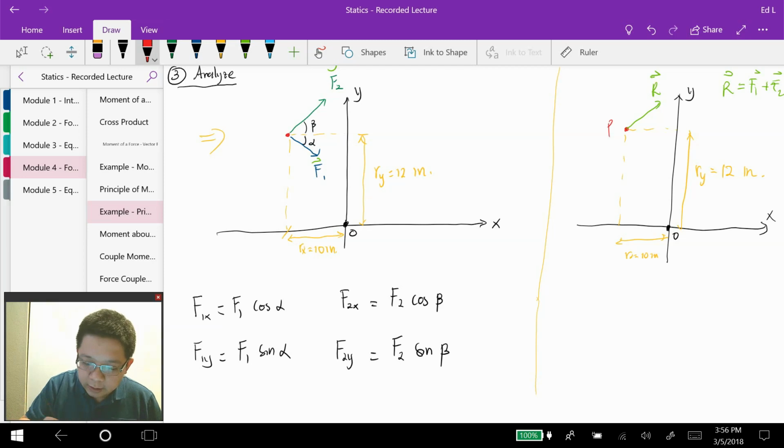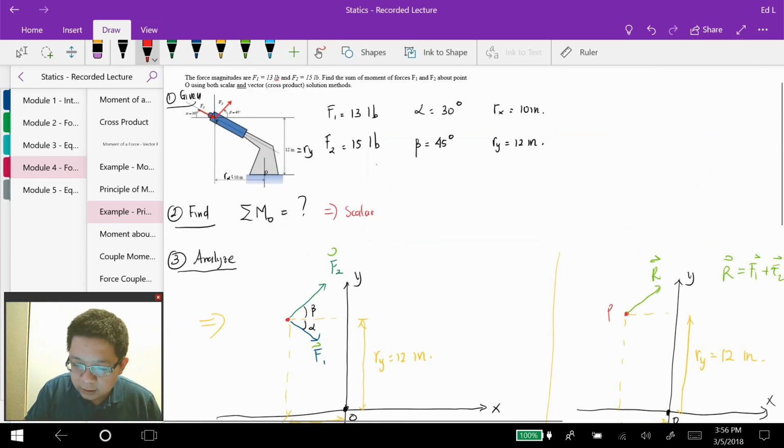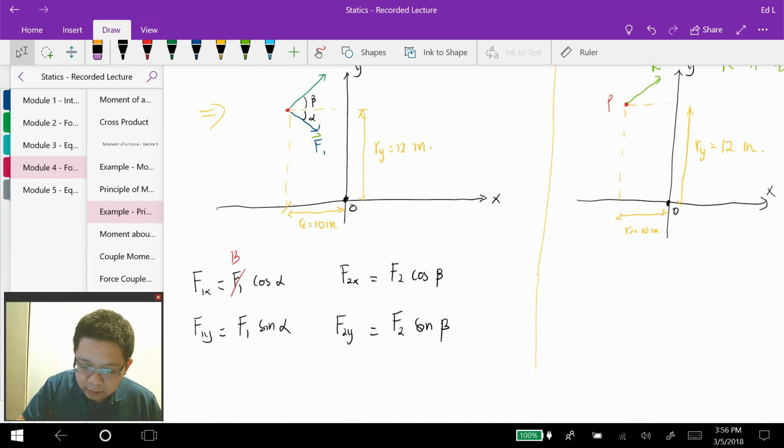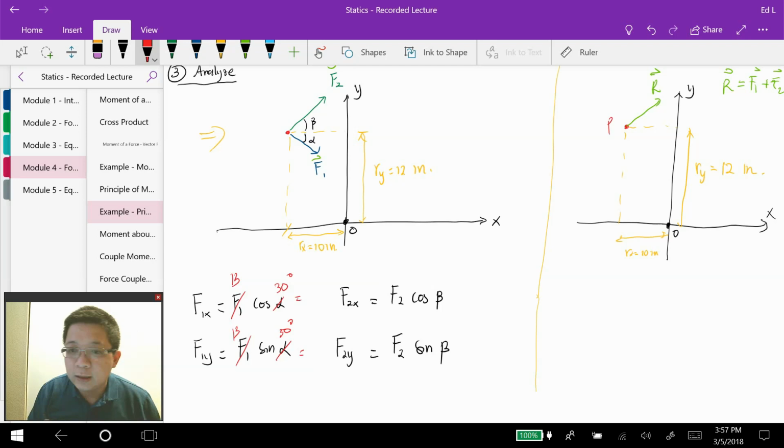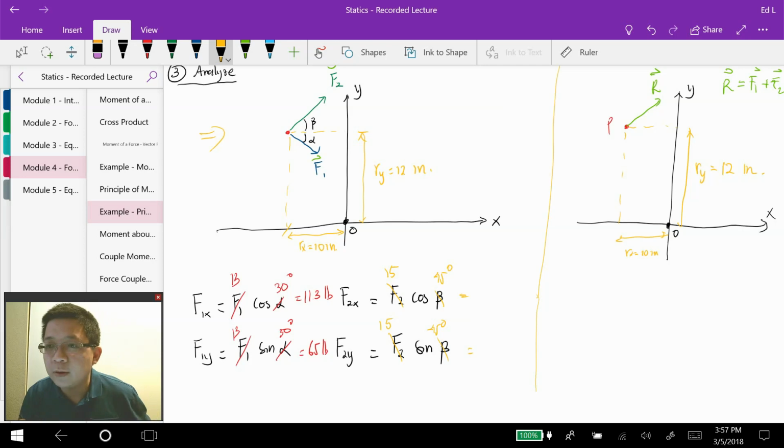When I plug in the numbers, F1 is 13, alpha is 30 degrees. When we calculate this, we obtain F1x is 11.3 and F1y is 6.5 pounds. And F2 is 15 pounds, beta is 45 degrees. When we calculate this, we obtain 10.61 pounds for both F2x and F2y.